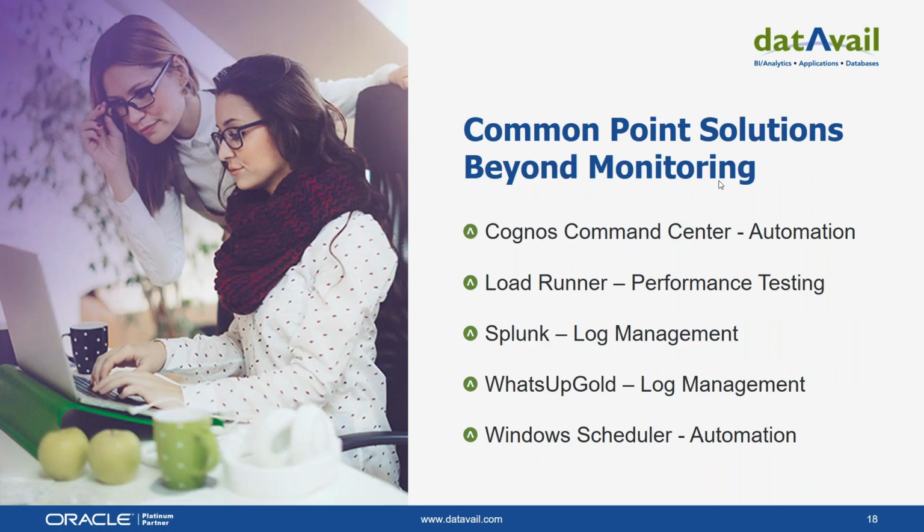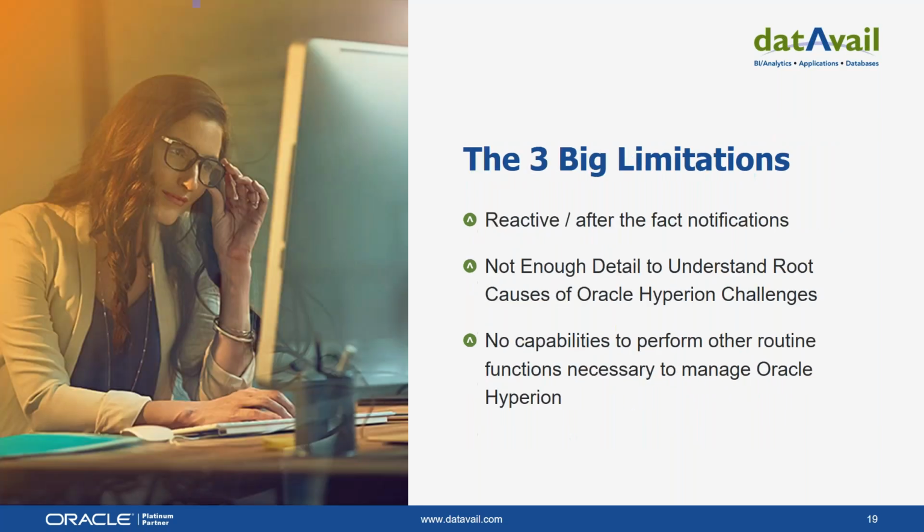So in addition to the monitoring tools I mentioned, there's other common point solutions, right? So you have like Cognos Command Center, which is out there for automation. That's formerly Star Analytics. You have LoadRunner, which is a very standard tool for performance testing. Splunk for log management. There's WhatsUp Gold for log management. And there's things like Windows Scheduler for automation. So these are also additional tools that are typically in the mix for clients, in addition to the monitoring tools that can potentially help with some of these things.